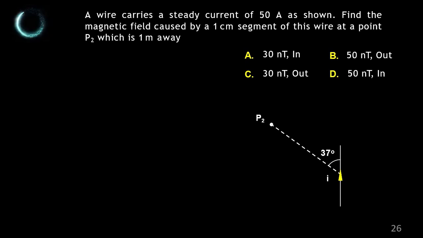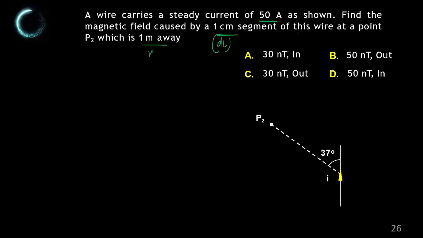A wire carries a steady current of 50 ampere. So the I value is given. Find the magnetic field produced by a 1 centimeter segment of this wire at a point P, which is 1 meter away. So this 1 centimeter is nothing but the dl. 1 meter is our r and this is our I.